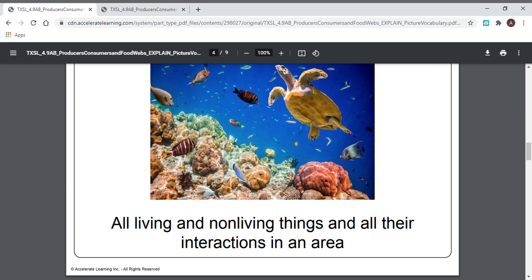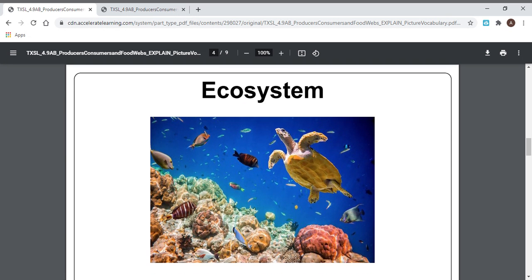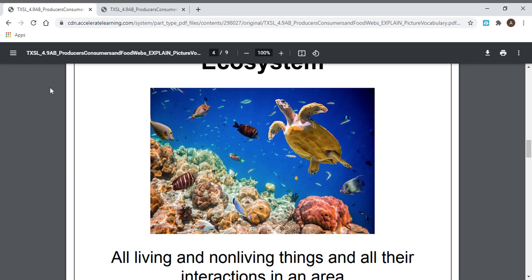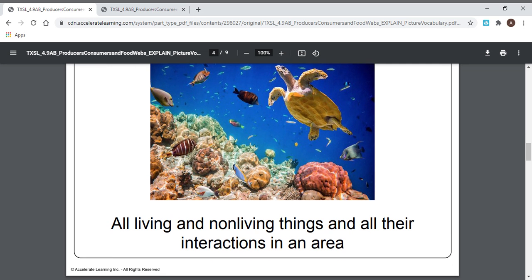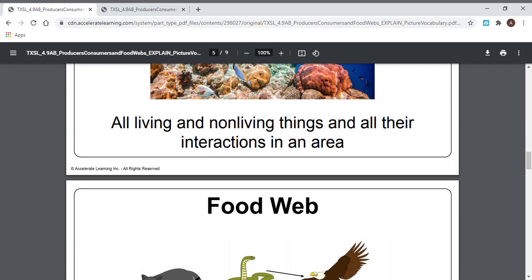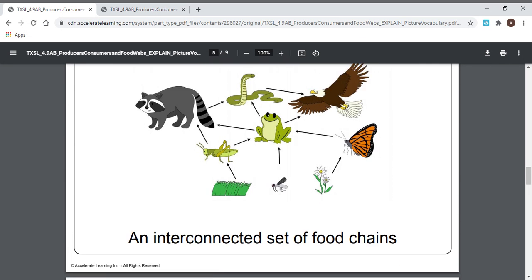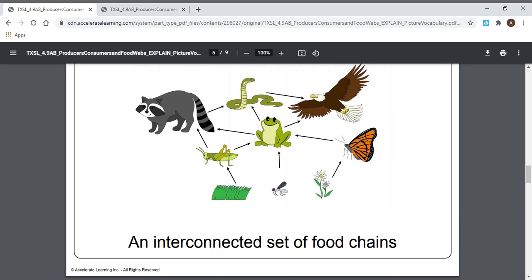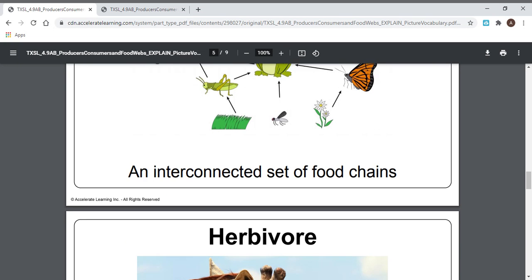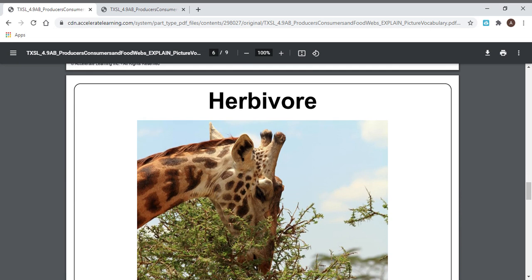Ecosystem: all living and non-living things and all their interactions in an area. So this is what the picture shows of an ecosystem, the non-living and living things that are interacting in an area. Food web: an interconnected set of food chains. We did learn about this and we did make a food web last week. So it will help us understand all this information. A herbivore.